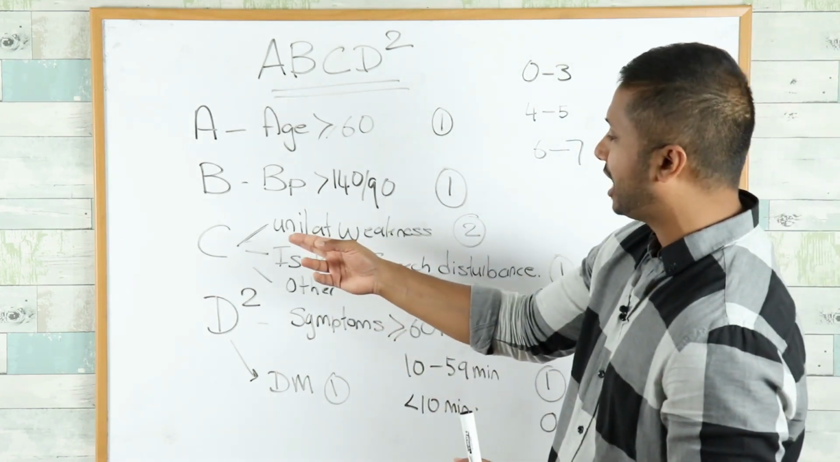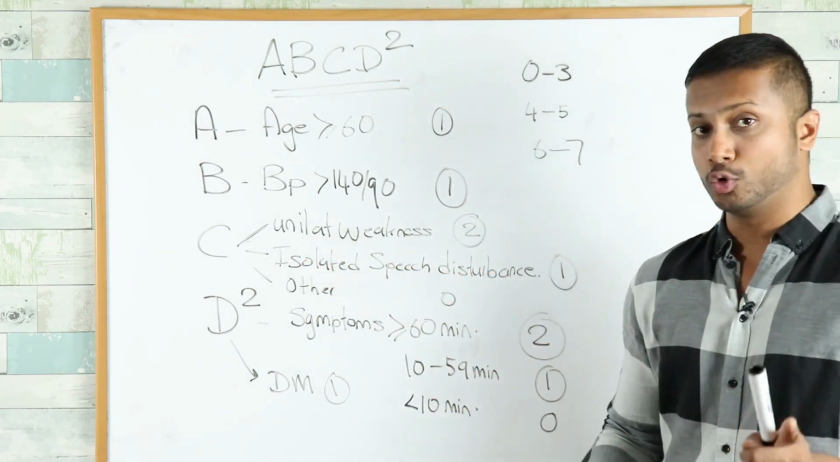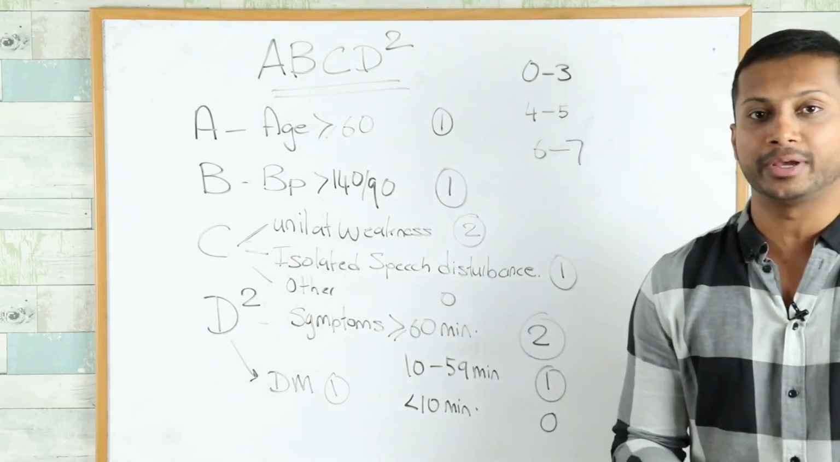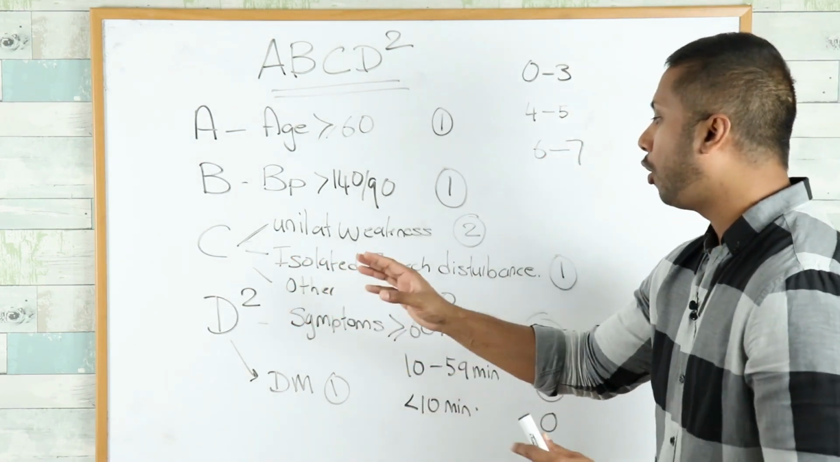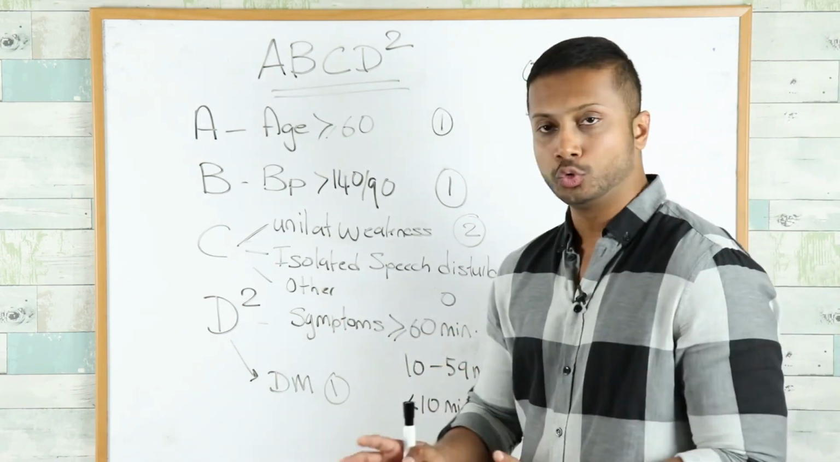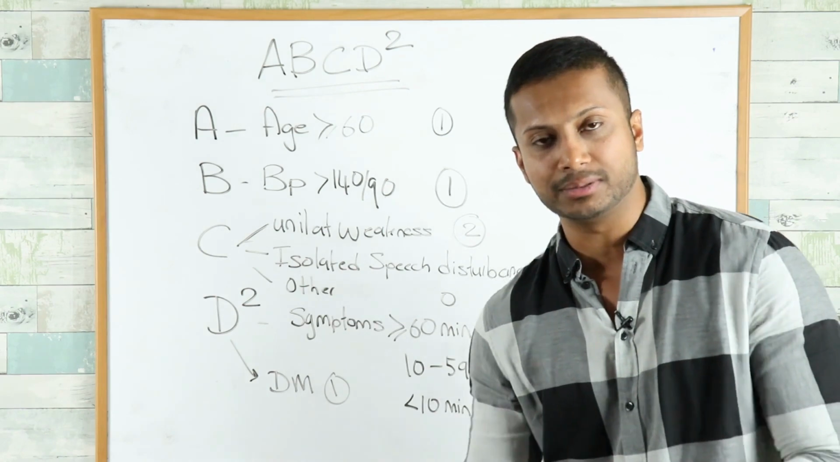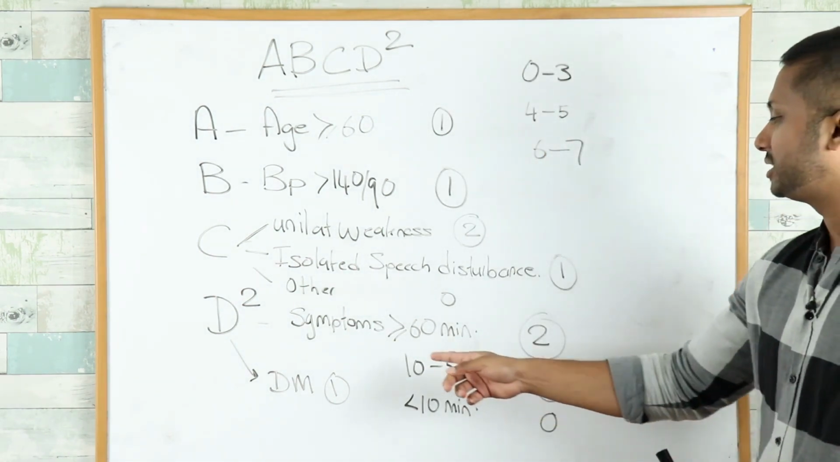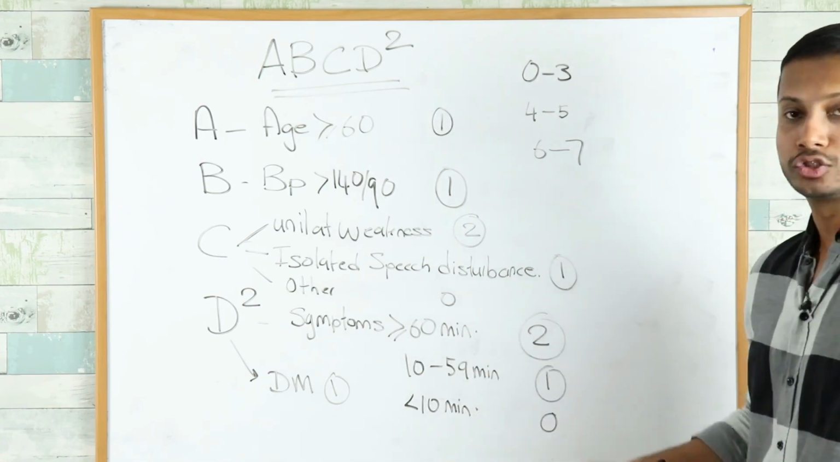C is for clinical symptoms. If the patient had a unilateral weakness, that patient gets 2 points. If the patient has just isolated speech disturbance, then the patient will get 1 point and all other symptoms will get 0 points. D stands for 2 things: duration of symptoms and diabetes mellitus. Duration of symptoms, if the patient has symptoms more than 60 minutes, gets 2 points.